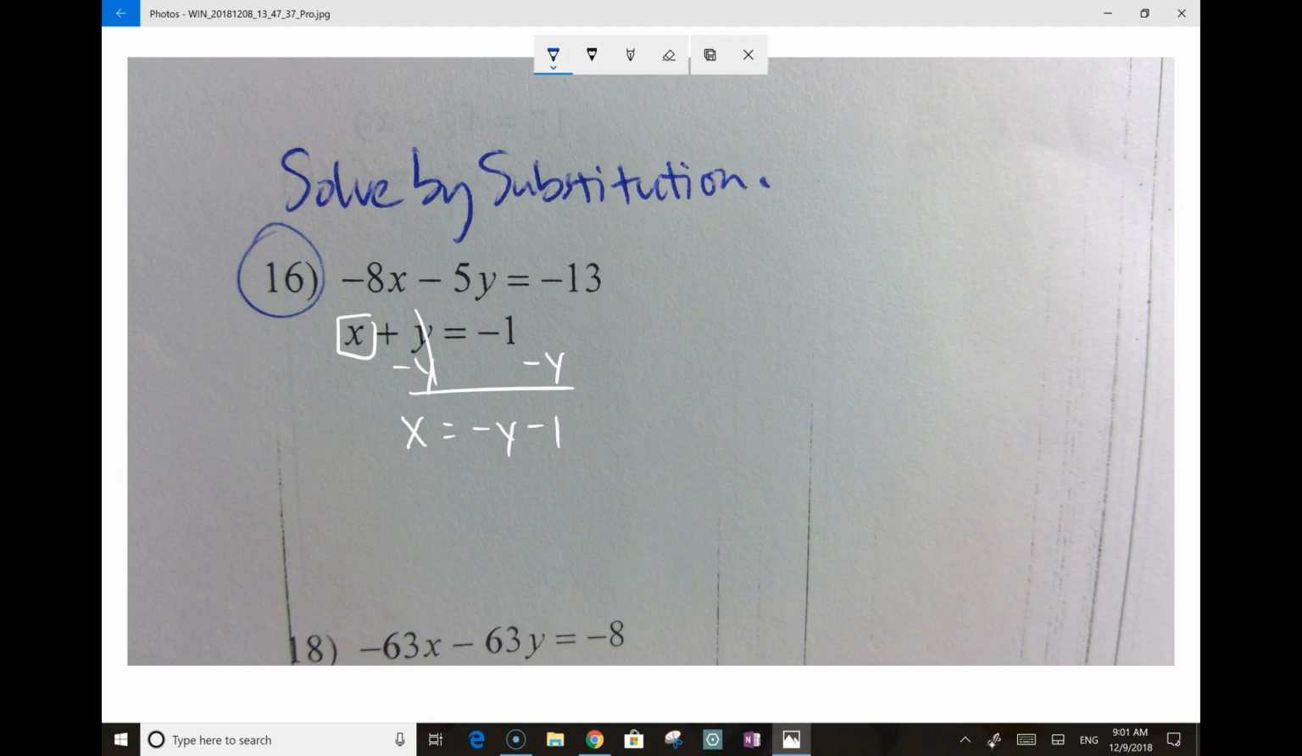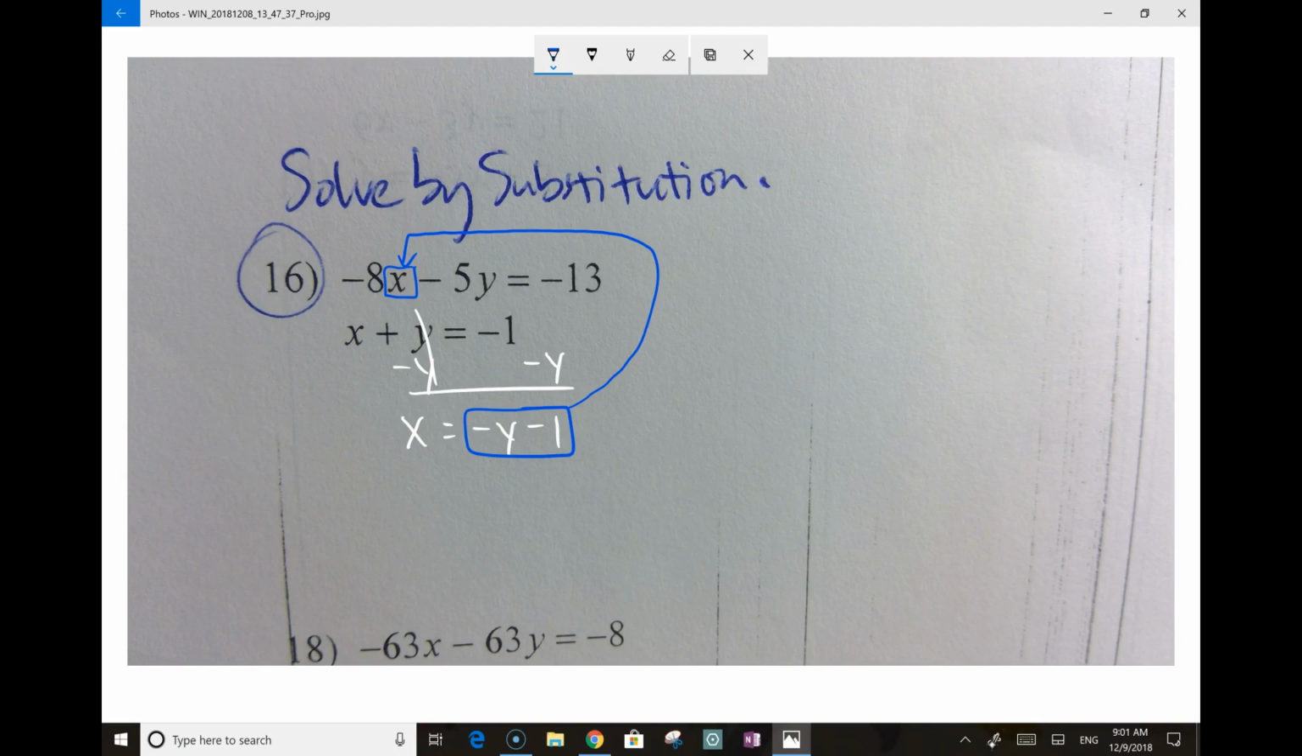You have to identify what's going to be replaced. So by saying x is being identified as negative y plus 1, what that allows you to do is to now go to the other equation and change the x of the other equation into your negative y plus 1, what you identified it as.